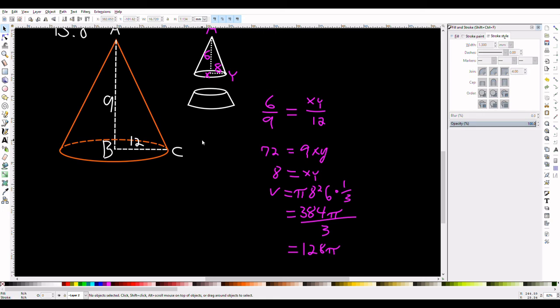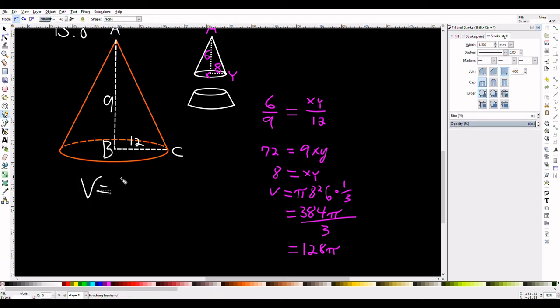Alright, so how are we going to find the volume of this remaining figure? This might seem like a hard thing, but in fact, think a little bit more backwards. If we find the volume of the whole cone and subtract the volume of this smaller cone, which we just found, we'll be left with the remaining section. So that's all we'll need to do.